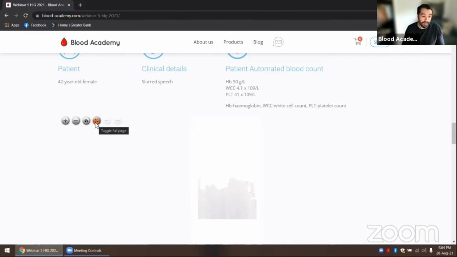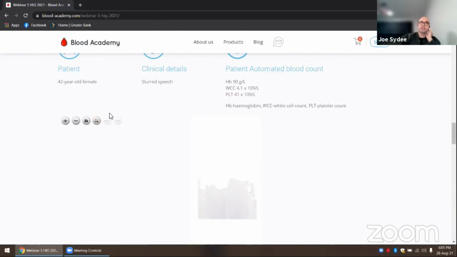Okay, no worries. So we've got a 42-year-old female. She has slurred speech. She has a mild anemia with a HB of 90. The white cell count is 4.1. The normal range for a woman this age has 4.5 as the lower side of normal range. So it's mildly reduced, but we need to keep in mind that it may actually be a normal white cell count for the individual. And she has a moderate thrombocytopenia of 41.